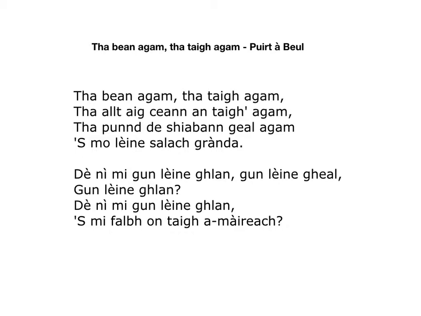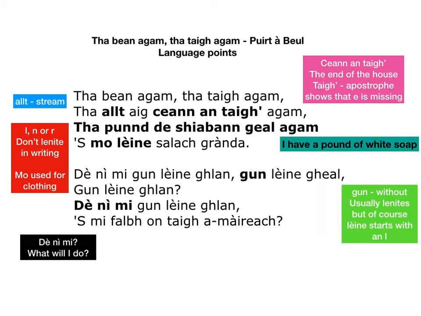So you can listen to that back if you wish, practice saying it. But we're going to look at a few language points from the puirt à beul. So, Tha bean agam, I have a wife.